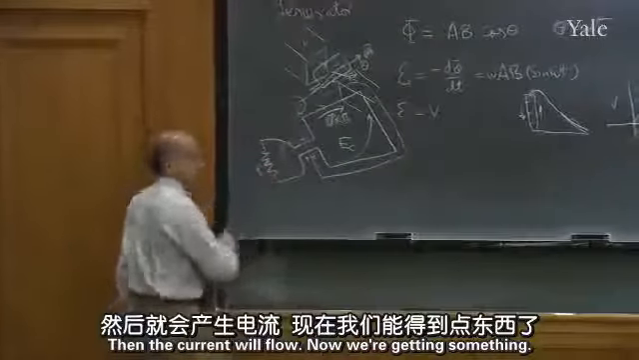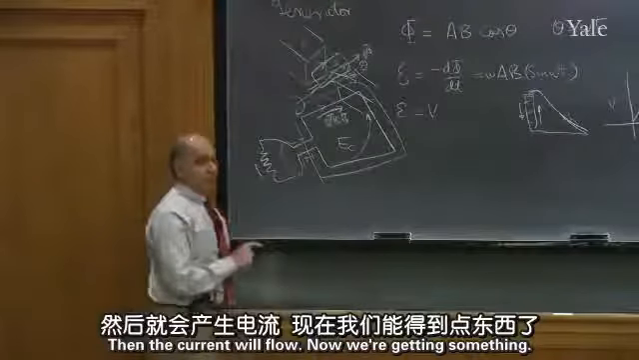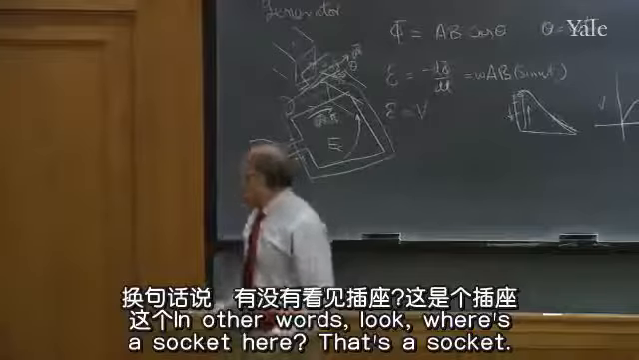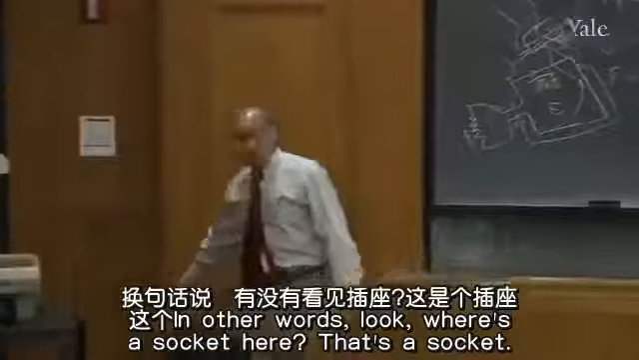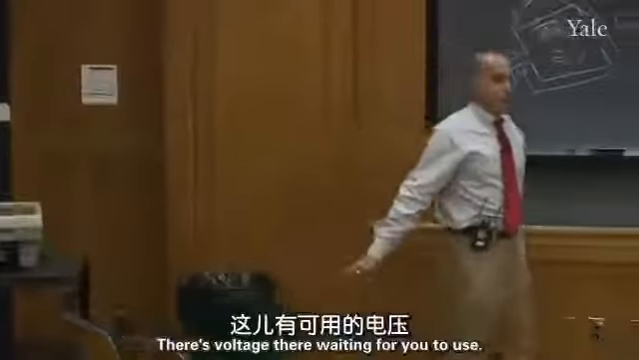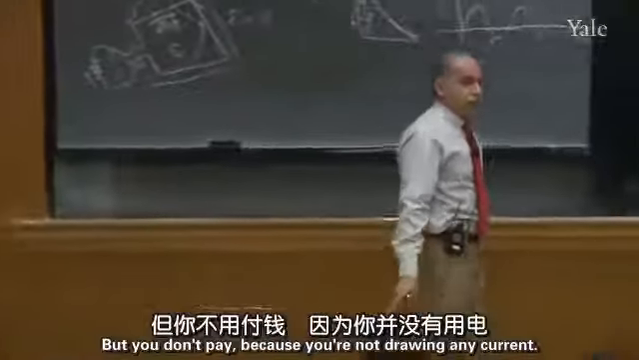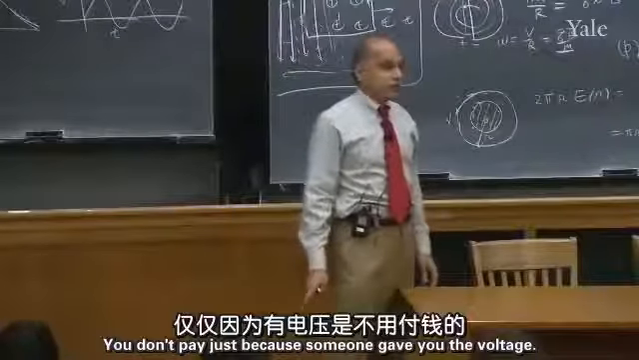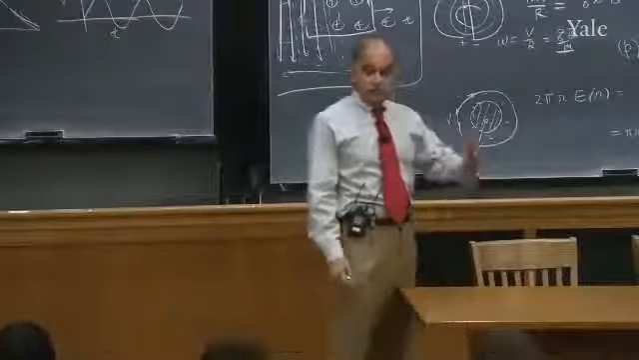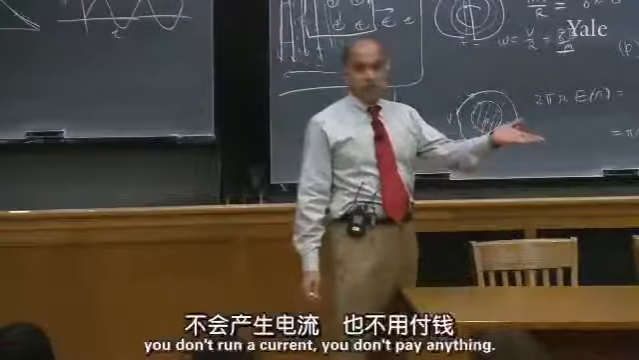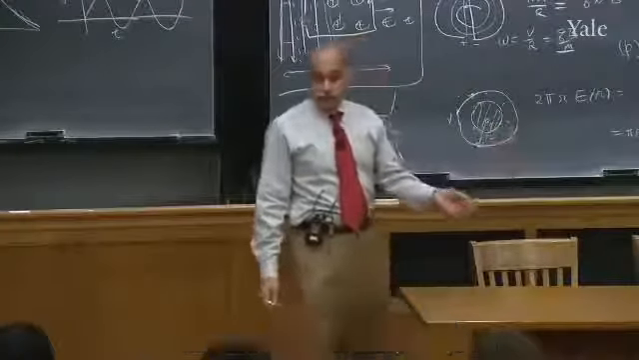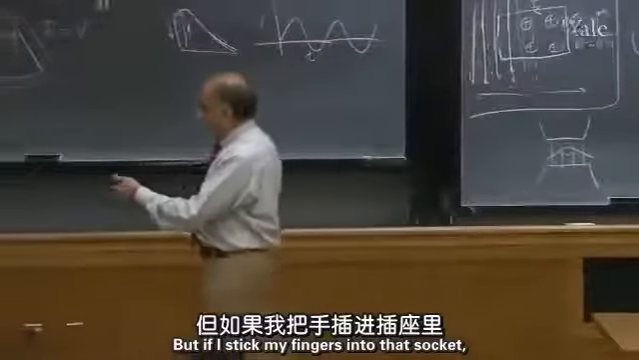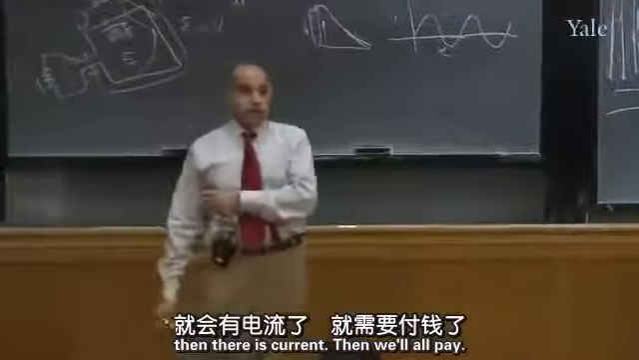Then the current will flow. Now you're getting something. Till now you're getting nothing from the generator. In other words, look, where is the socket here? Somewhere, that's the socket. There's voltage there waiting for you to use. But you don't pay because you're not drawing any current. Okay? You don't pay just because someone gave you the voltage. Likewise, you take a battery in your hand, if you don't run a current, you don't pay anything. That's what the situation is. But if I stick my fingers into that socket, then there is current, then we are all paying.